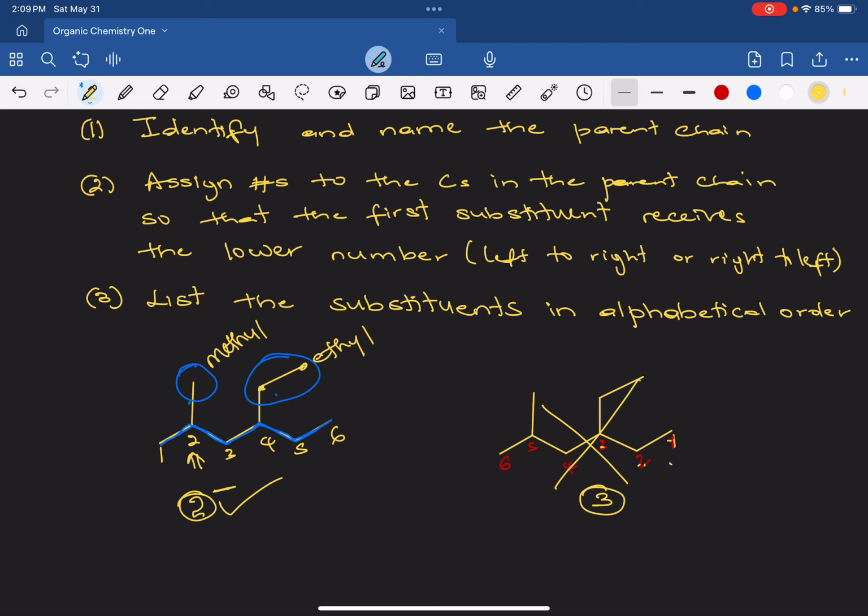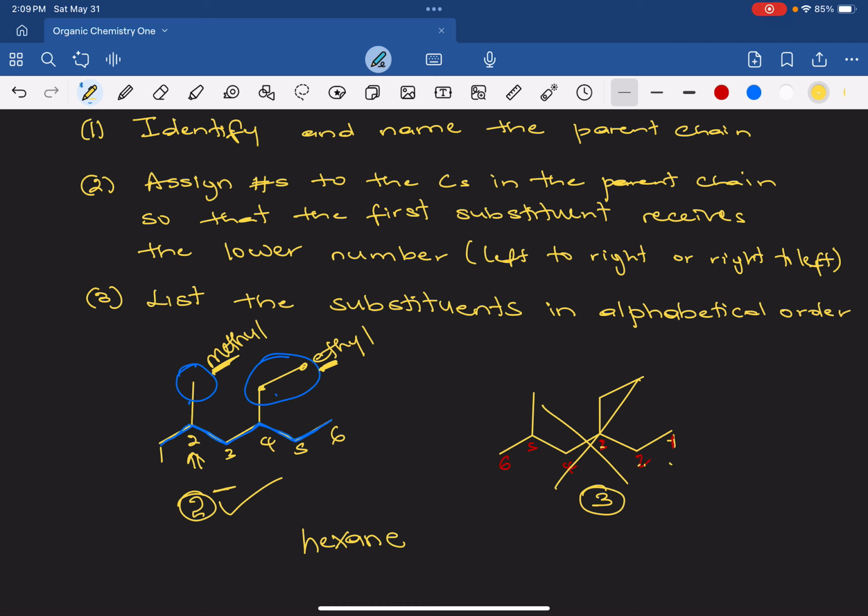Now, the first thing we did was identify our parent chain, right? When you identify your parent chain, generally, which is what I taught you in the first video, you write it down. So it's hexane, right? 6 carbons, we have an alkane. Now, rule 3 says you need to list your substituents in alphabetical order.